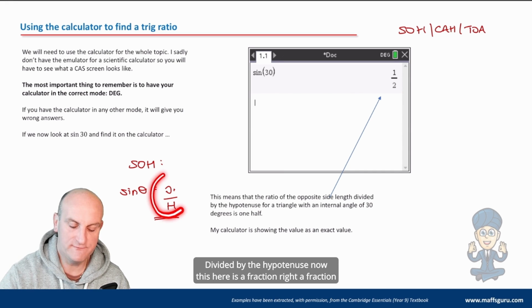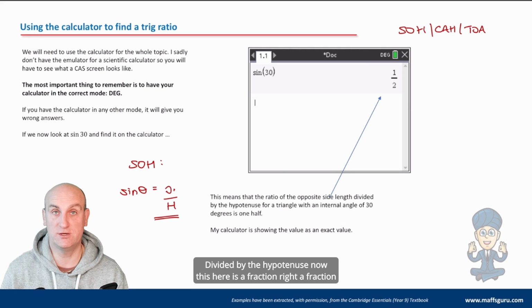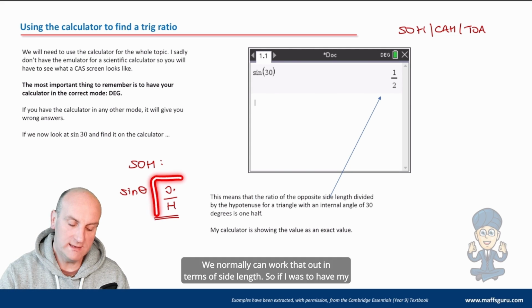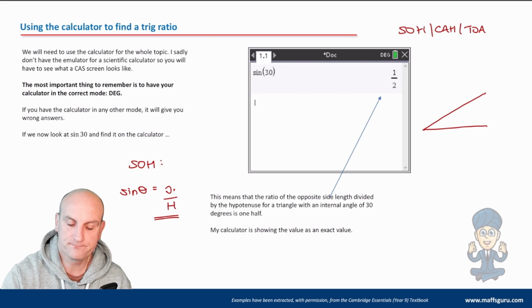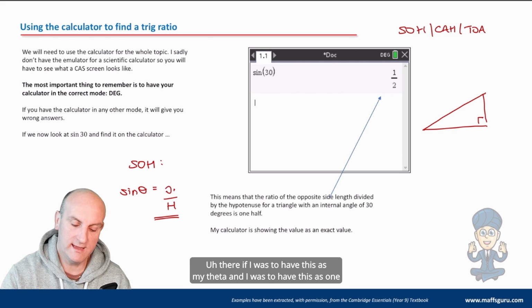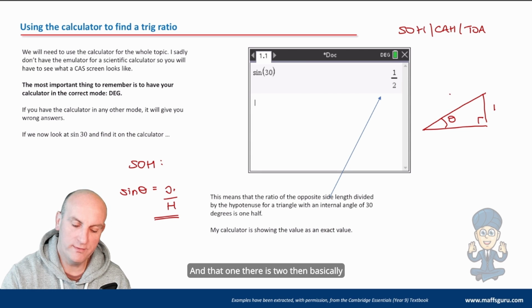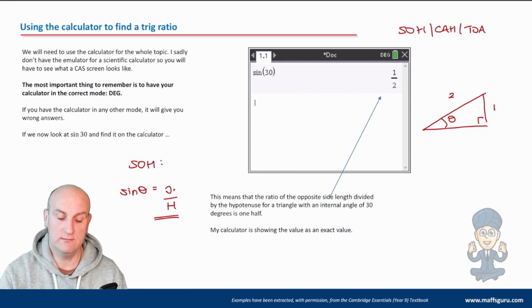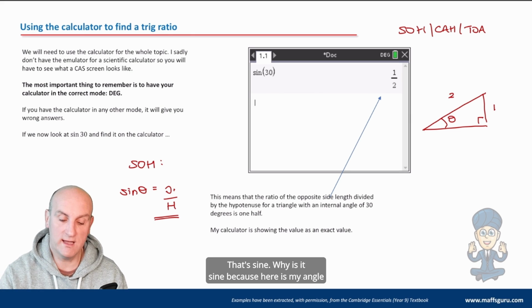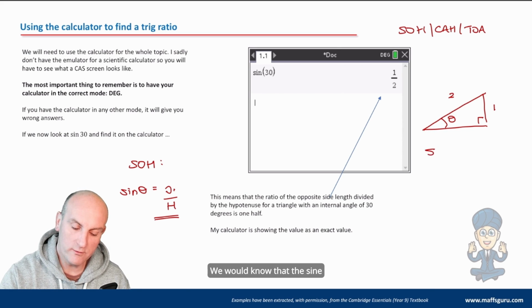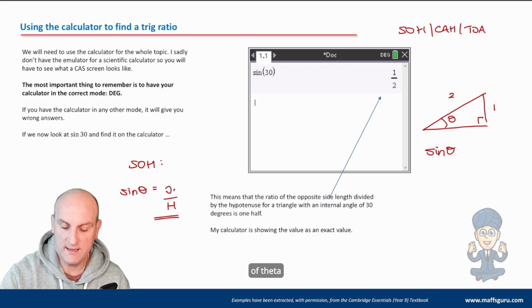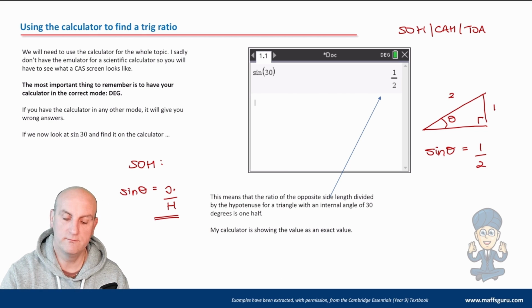Now this here is a fraction, right? We normally can work that out in terms of side length. So if I was to have this as my theta, and I was to have this as 1, and that one there is 2, then basically that's sine. Why is it sine? Because here is my angle, it's looking at my opposite, and I've been given my hypotenuse. So in this situation here, we would know that the sine of theta is a half.